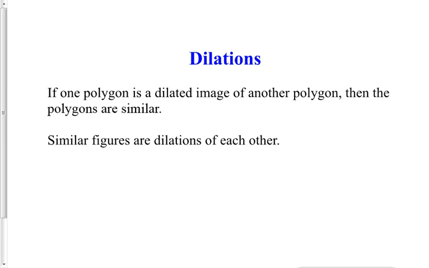All right, next definition is dilations. If one polygon is a dilated image of another polygon, then the polygons are similar. Similar figures are dilations of each other. And we know from previous study that a dilation is when you increase the size but do not change the shape. And actually, a dilation can increase or decrease the size but does not change the shape.